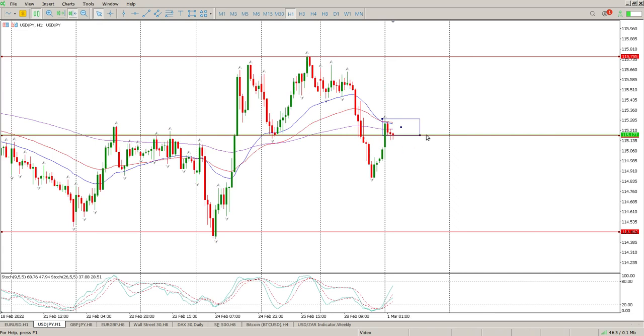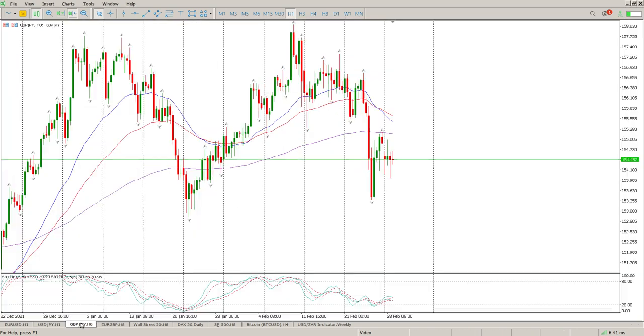So you want to break on a retest of 115.170, and then you should be looking for these gap closes. If we break below the low of yesterday, then I would expect us to come back down and test the bottom of the range. So just pay attention to this. It could materialize, it could not materialize. It all depends what's happening in the Ukraine at the moment. So I'm very cautious and sitting on my hands on the dollar at the moment.